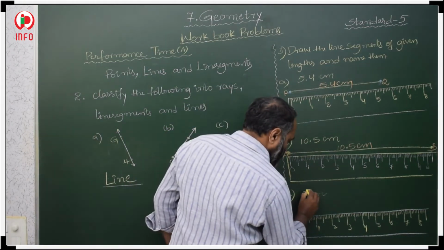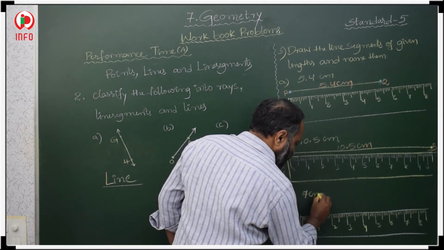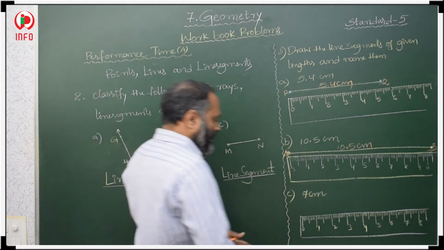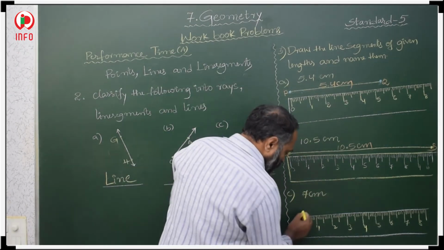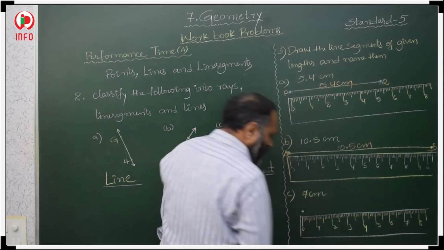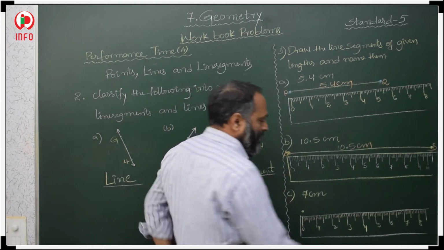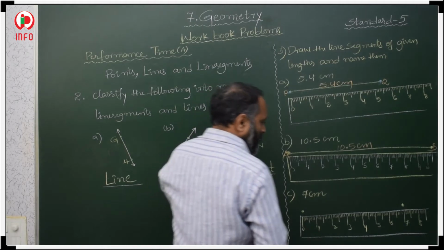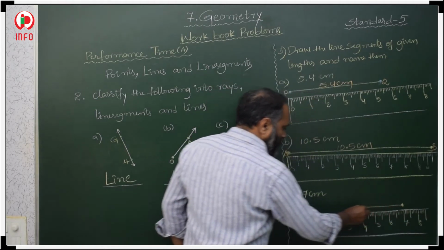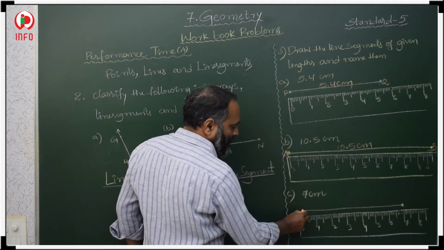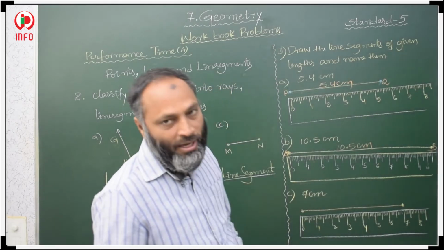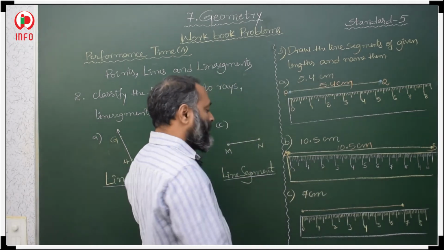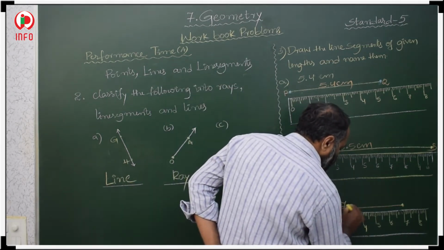The length of this line segment is 7 centimeters. First we mark a point at 0 and the second point at 7 centimeters. Here we marked at 7. Then we join these 2 points with a ruler. Here I am joining with free hand, but you have to use a ruler, okay. This is a line segment of length 7 centimeters.